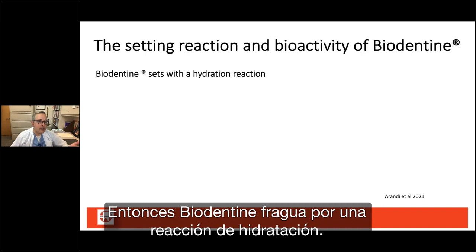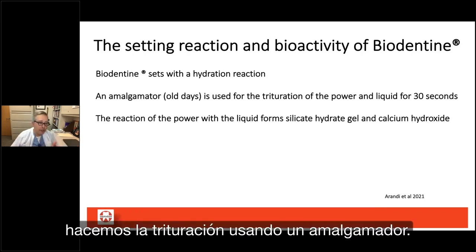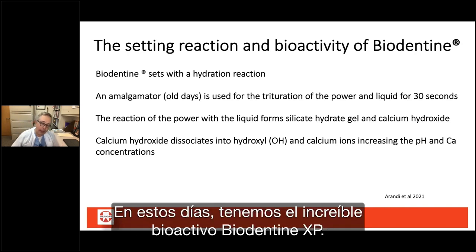The setting reaction and the bioactivity of Biodentine. Biodentine sets with a hydration reaction. In the old days, we used trituration using an amalgamator. These days, we have the amazing bioactive Biodentine XP.